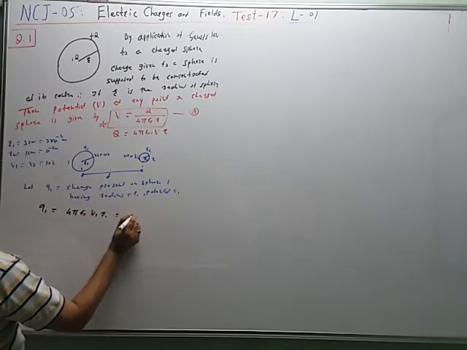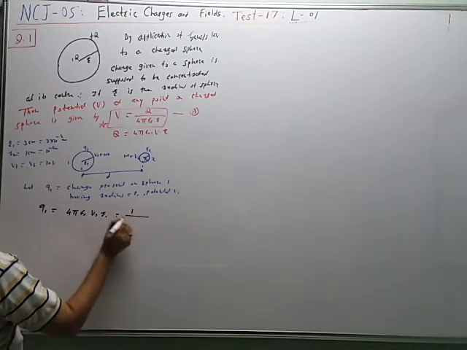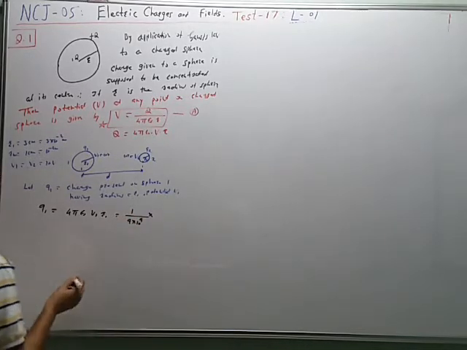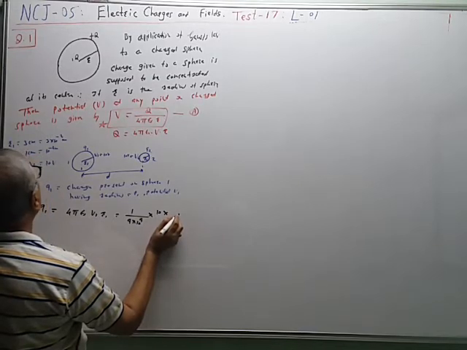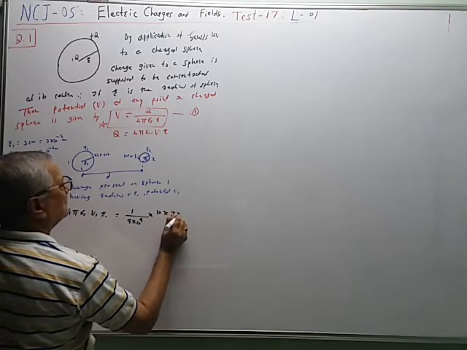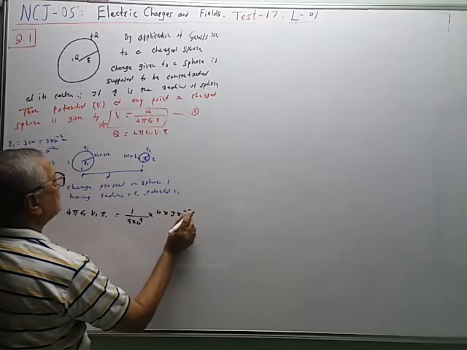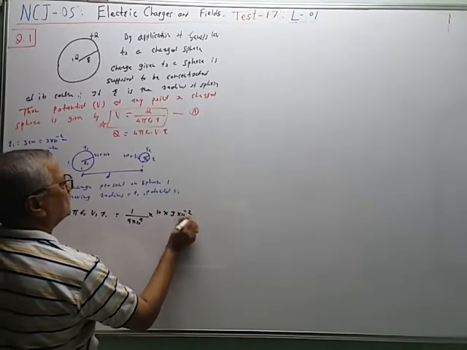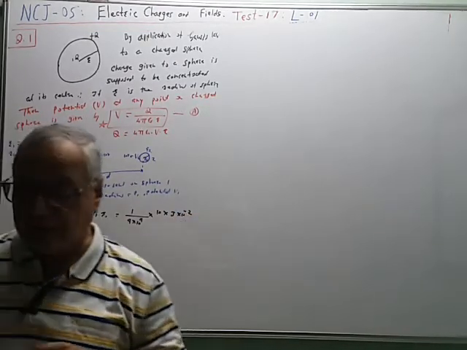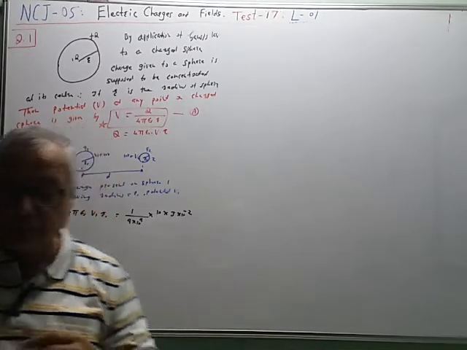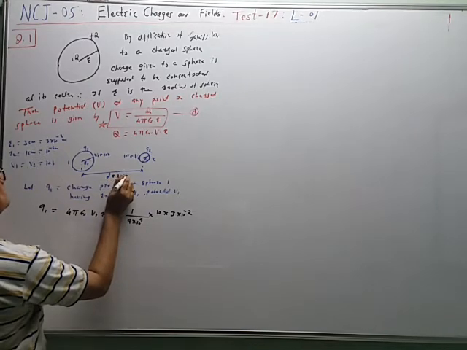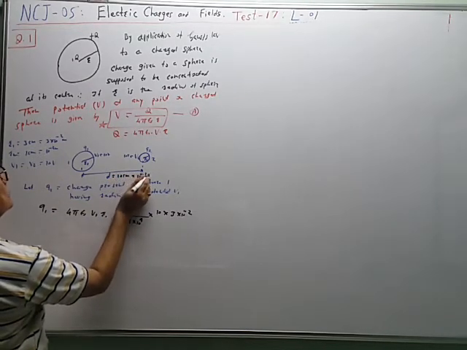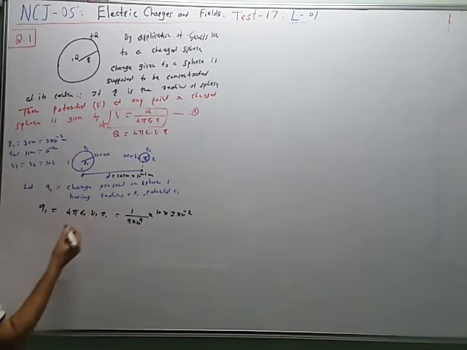So 1 upon 4 pi epsilon naught is equal to 9 into 10 raised to 9, multiplied by V1 is equal to 10 volt, multiplied by R1. R1 is equal to 3 into 10 raised to minus 2. The radii are in centimeter. This D is equal to 10 centimeter, is equal to 10 raised to minus 1 meter. So this is the value of Q.